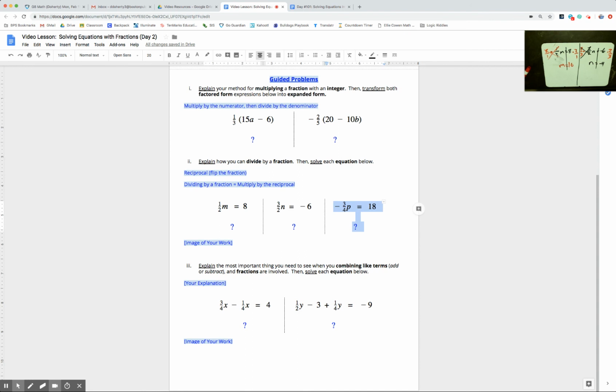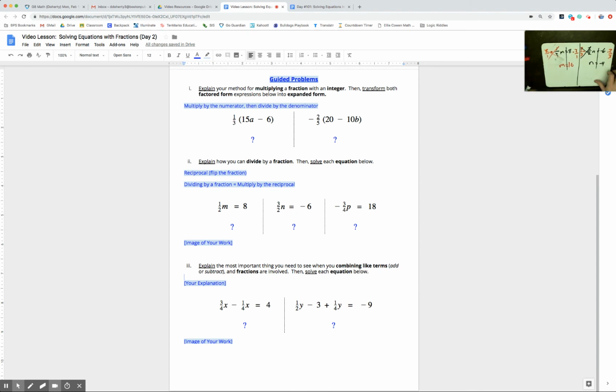Here we go. Explain the most important thing you need to see when combining like terms. Whenever we add or subtract, we can only add or subtract things that are like terms, so we'll just start calling addition and subtraction combining like terms. But if I have to combine like terms and fractions are involved, what's the most important thing when we have fractions involved and we're trying to add or subtract those fractions? After you explain that, solve the equation below. You're going to see the key is adding or subtracting variable terms that have fractions in them.